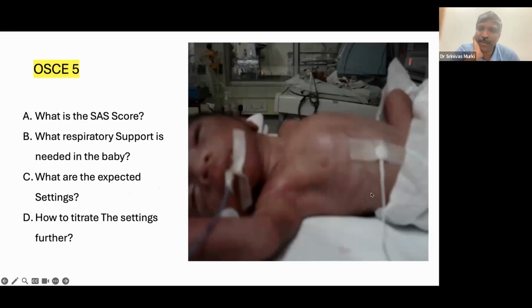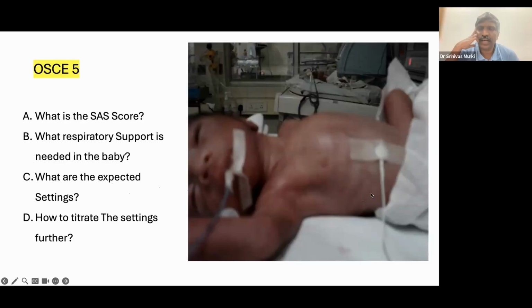Wonderful. Very good. I think many people are already aware that if your flow is adequate, bubbling will be there in the bubble chamber. That means you have achieved the pressures in the circuit. Second is the pressure and FiO2. For that, you have to look at the saturations. If your saturations are low, or if your work of breathing is high, you will keep on increasing the pressure till your work of breathing is reduced. So once your work of breathing is reduced, look at the FiO2. Look at the saturation.